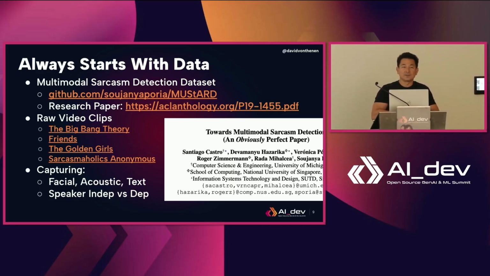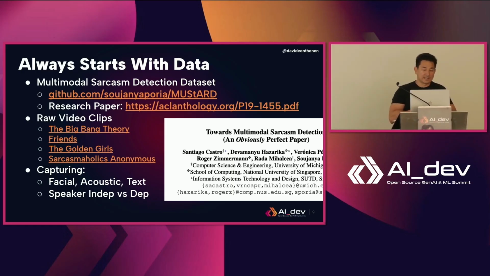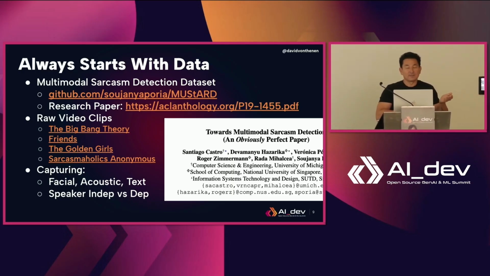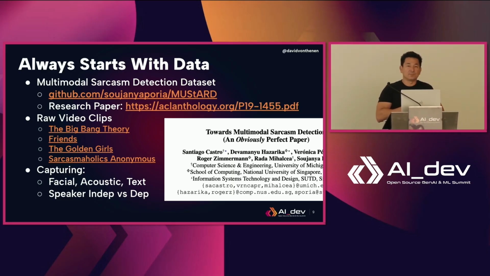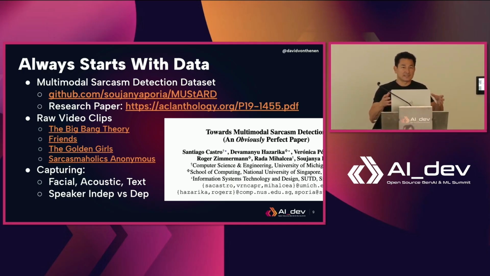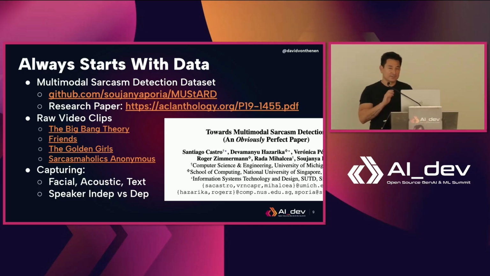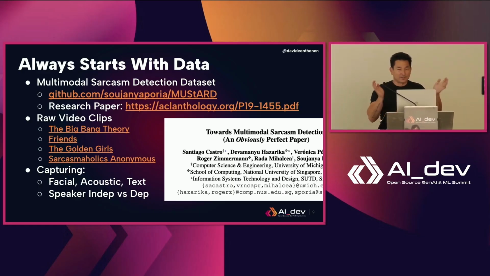They started with that data set in their research paper, building out their models to classify sarcasm. They looked at facial expression, acoustics, and text. They also wanted to do this in a scientific way, so they did analysis for speaker-independent and speaker-dependent data sets. We'll jump into that in the next slide. But if you're interested in the research paper, the PDF's in the GitHub repo, my repo with all the workshop material.